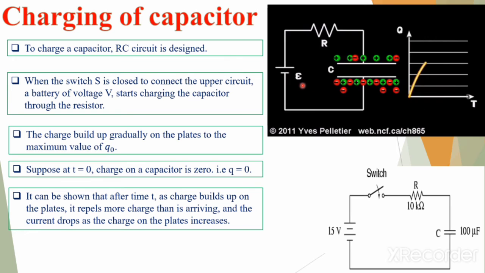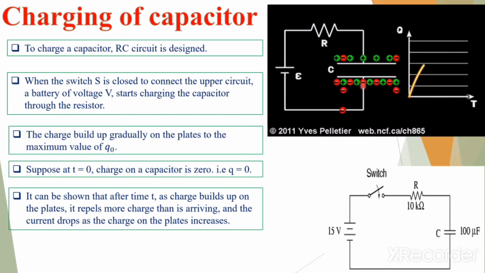Initially charges are 0 on the plates of the capacitor, but gradually charges build up on the plates, and then after some time we get the maximum value of charge Q0. From this figure you can see that charges gradually build up on the plate of a capacitor with time t. In this way the capacitor gets charged.